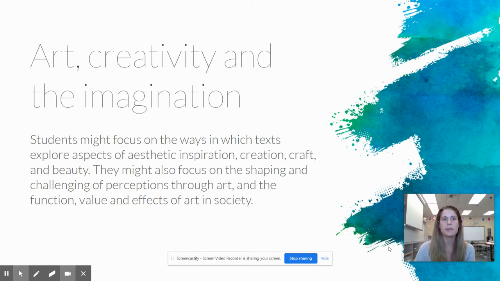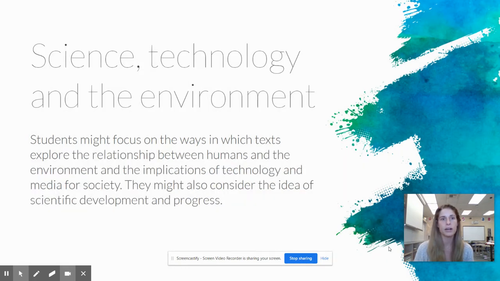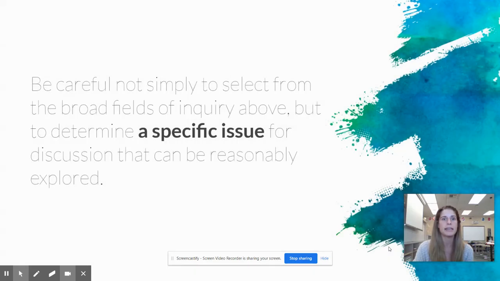Another one that you could examine is art, creativity, and the imagination. So you could look at how does an author actually create art in their craft. You could look at their craft, beauty, and how they impact society through their art. Science, technology, and the environment. Perhaps you want to explore how humans and the environment interact and the implication of technology and media on society.